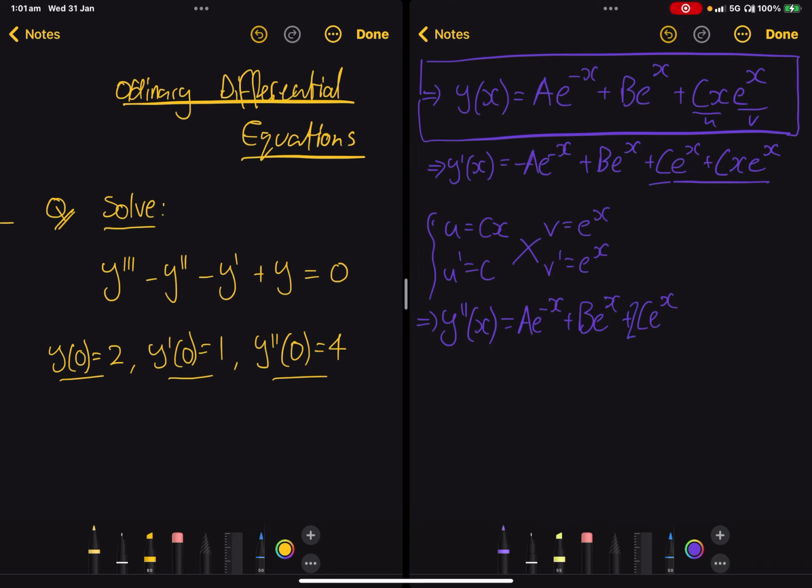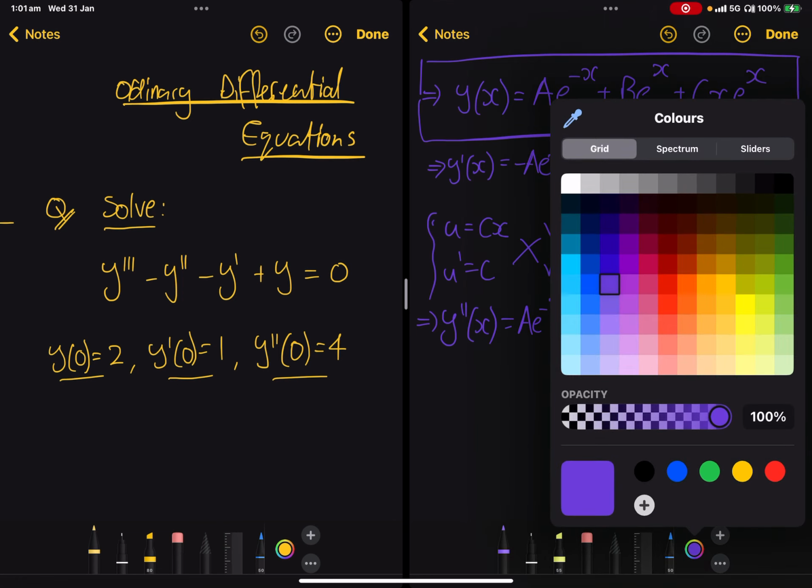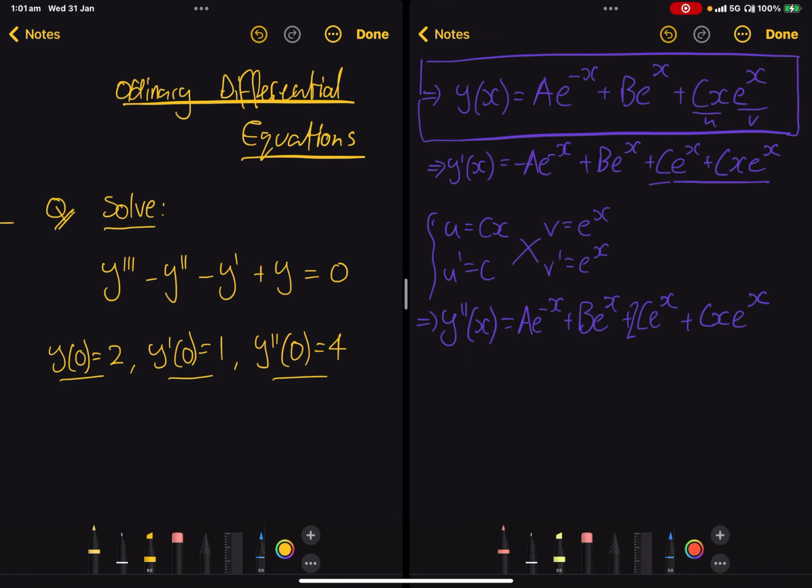So we now have 2c e to the x plus cx e to the x. So we have a y, we have a y prime, we have a y double prime. Now we can plug the initial conditions into this to help us solve for a, b, and c. So I'm going to change color here. I'm going to say the function y, we know y evaluated at 0 is 2.